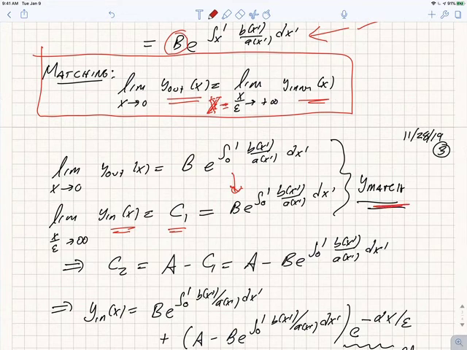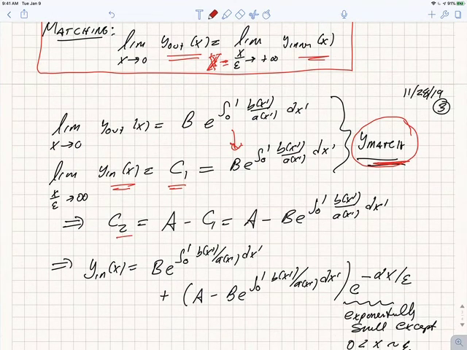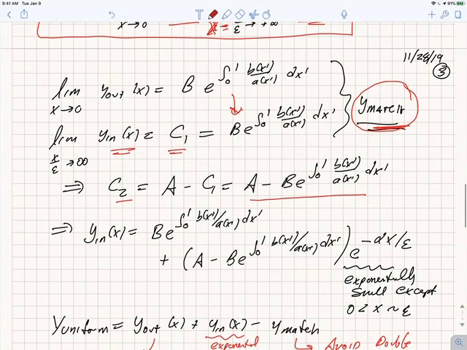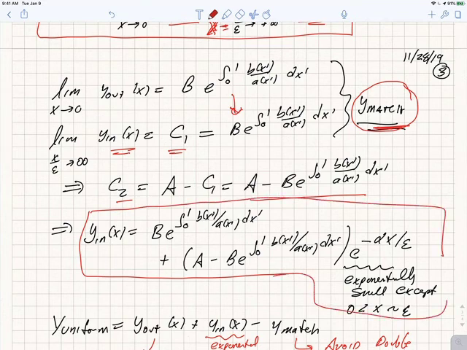They both match to the same value, a value of y we're going to call y match in this limit. So that tells us C2 is a minus y match, a minus C1, which I can rewrite that way. And now if I plug in, I get my inner solution is now completely determined. Here is the complete inner solution. And notice that this part of the solution actually is exponentially small, except in the boundary layer region where x is between 0 and epsilon.